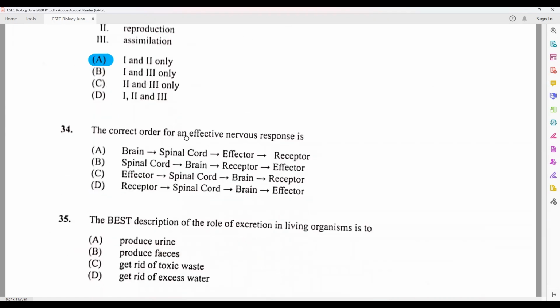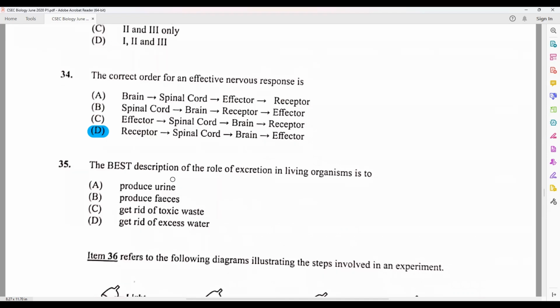The correct order of an effective nervous response is you have the receptor. It sends the information to the spinal cord or the brain and onto the brain and then back to the effector. So we are looking at D. Remember, you always have to receive the information first before you have an effect. All right, so just looking at this and seeing receptor at the start was the giveaway answer, or looking at it and seeing effector at the end made it correct.